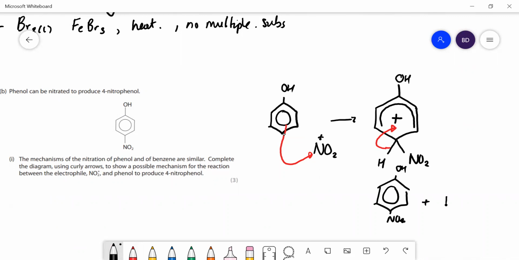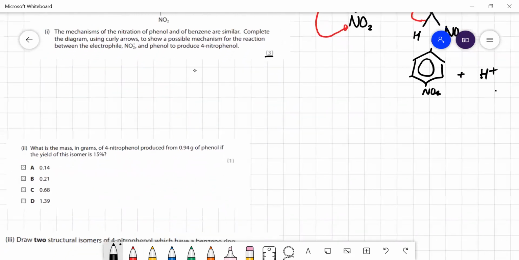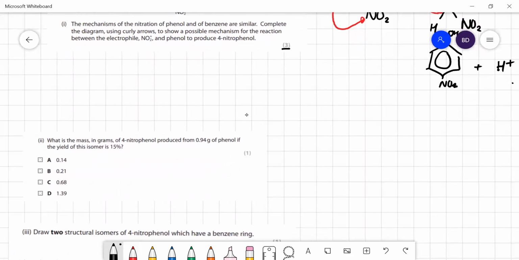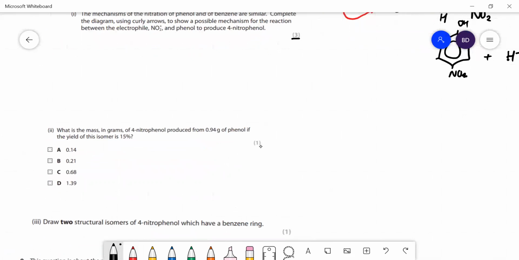Okay, and you're going to get an H+ ion. So you probably get 3 marks, 1 for each curly arrow, 1 for the correct intermediate, the structure of the intermediate. Okay, what is the mass in grams of 4-nitrophenol produced from 0.94 grams of phenol if the yield is 15%?